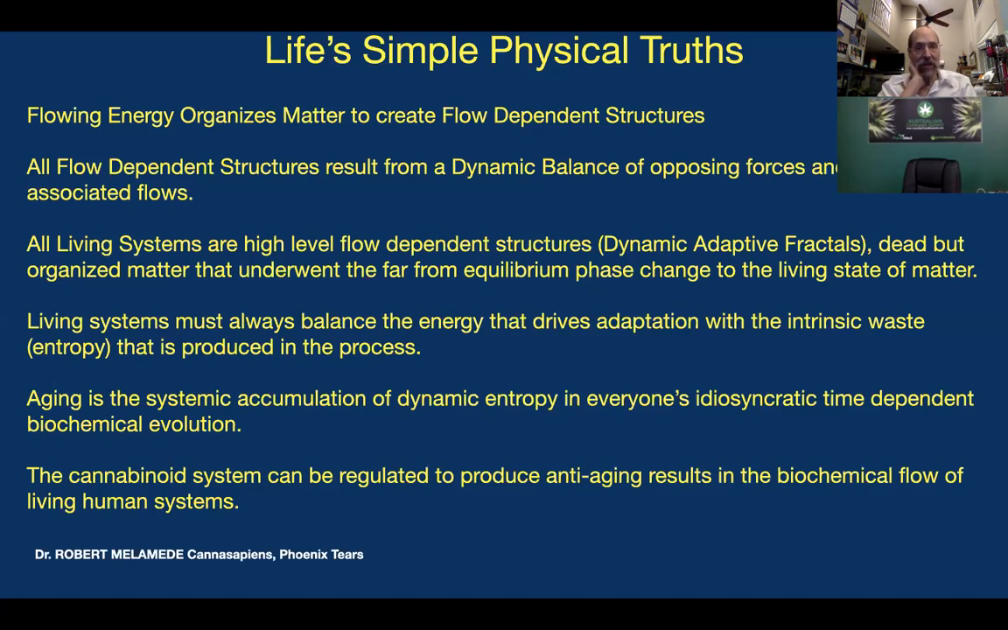Aging is the systemic accumulation of dynamic entropy in everyone's idiosyncratic, time-dependent biochemical evolution. Well, what we'd like to be doing is minimizing that entropy production while we maximize negative entropy, information, our health. The cannabinoid system can be regulated to produce anti-aging results in the biochemical flow of living human systems. This is profound. I'm going to be 73 years old in another month, and I've reversed a number of nasty conditions by applying these principles.